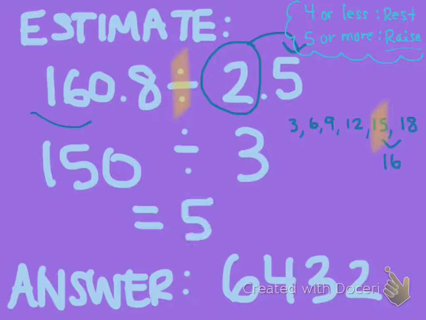So this equals 50, and I'm going to use the answer that I got for my estimate to place the decimal in the real answer at the bottom. 50 is closest to 64, so my decimal is going to go right behind the 4 right there.